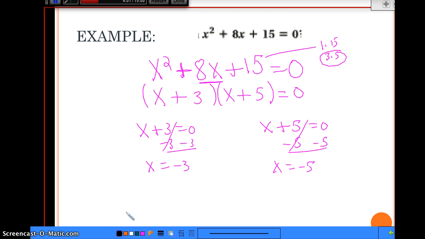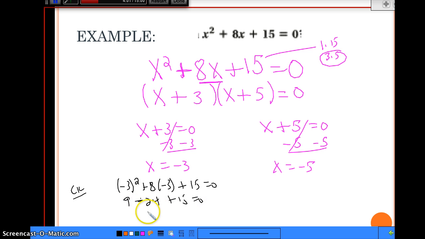Now, here's the part that we find a little bit of a nuisance, but we have to go ahead and check it. Is negative 3 squared plus 8 times negative 3 plus 15 equal to 0? Negative 3 squared is 9. 8 times negative 3 is negative 24. Plus 15 is equal to 0. 9 minus 24 is negative 15, plus 15 equals 0, and 0 equals 0. That checks, so I can confirm that that's a correct answer and not what we call an extraneous root.